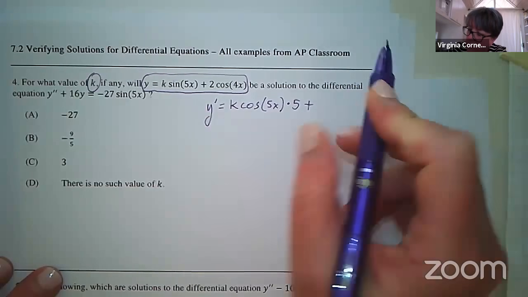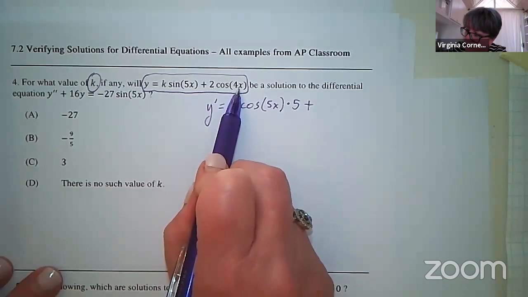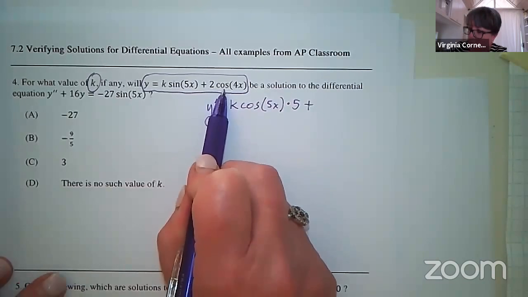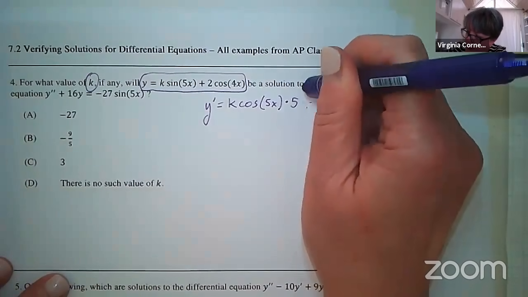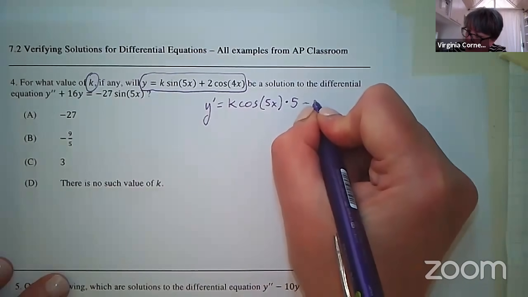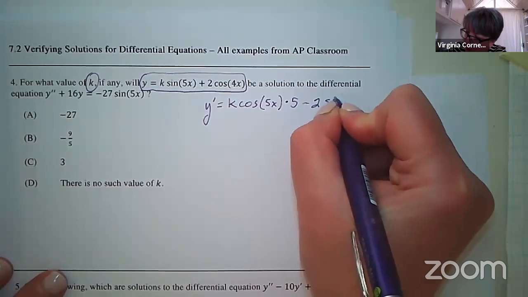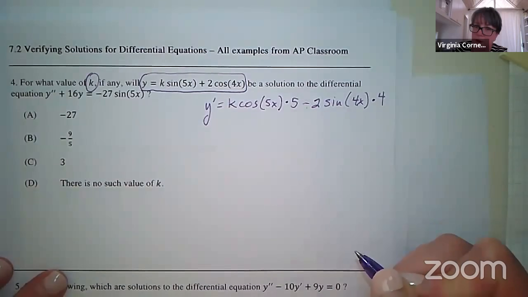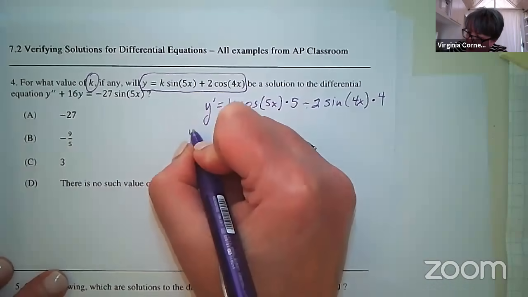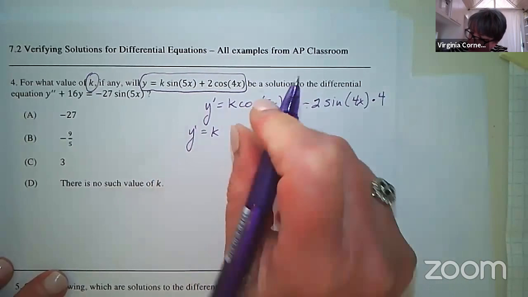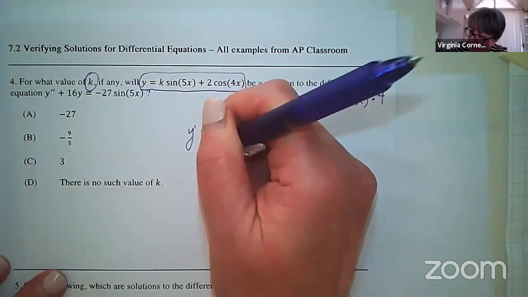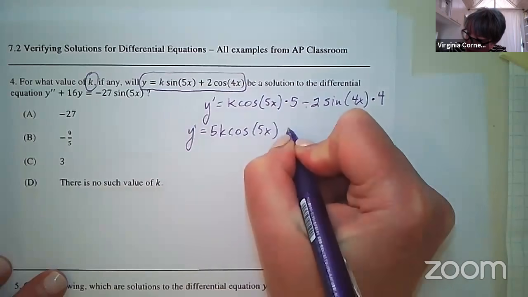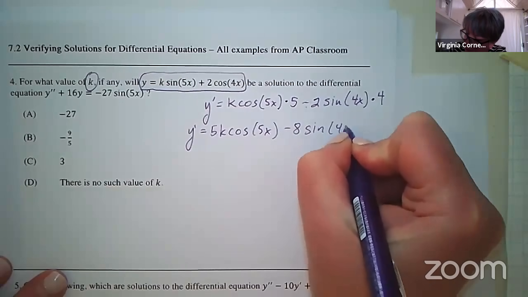And then plus the derivative of 2 cosine 4x. Well, the derivative of cosine is going to be the opposite of sine. So it's going to be minus 2 sine of 4x, and then times the derivative of that 4x, which is 4. I'm just going to clean that up a little bit before I go forward and get the second derivative. So y prime is equal to 5k cosine of 5x minus 8 sine of 4x.